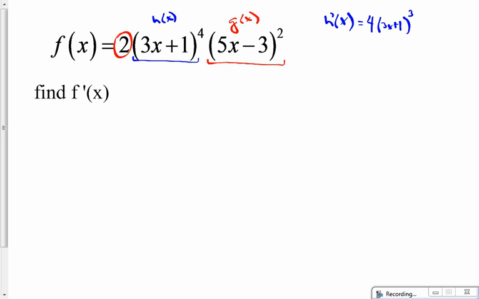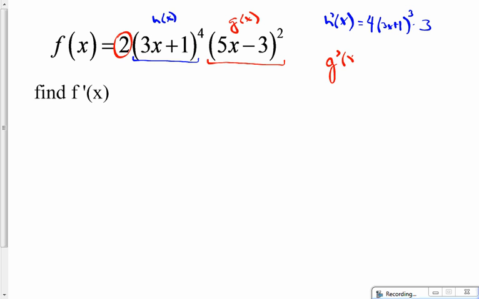Am I done? No, all we did was eat the candy and we skipped the Tootsie Roll Center. Don't skip the Tootsie Roll Center. It's really good. So what do I have to multiply by? 3. Good? G of x. Let's go g prime.